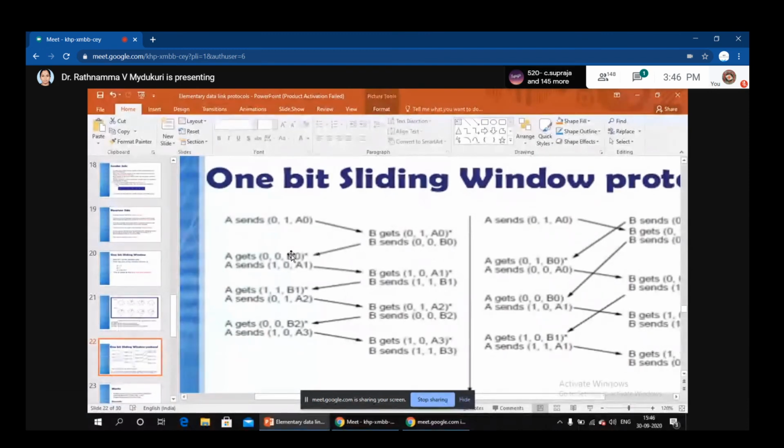So B sends. Now A gets 0, 0, B0. So it is shown with a star mark. Now A is sending the next packet. So after 0, what will be the next packet? 1. So 1.